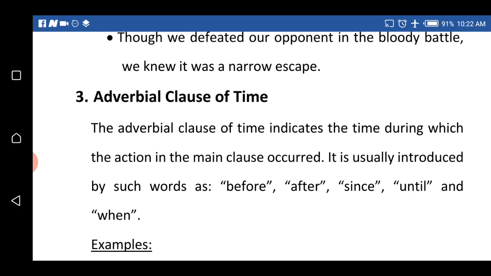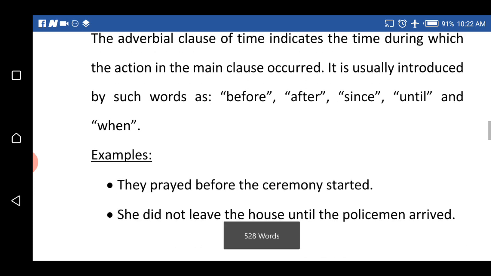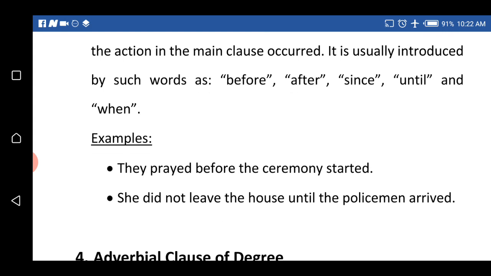Example 1 now. They prayed before the ceremony started. Example 2. She did not leave the house until the policeman arrived.